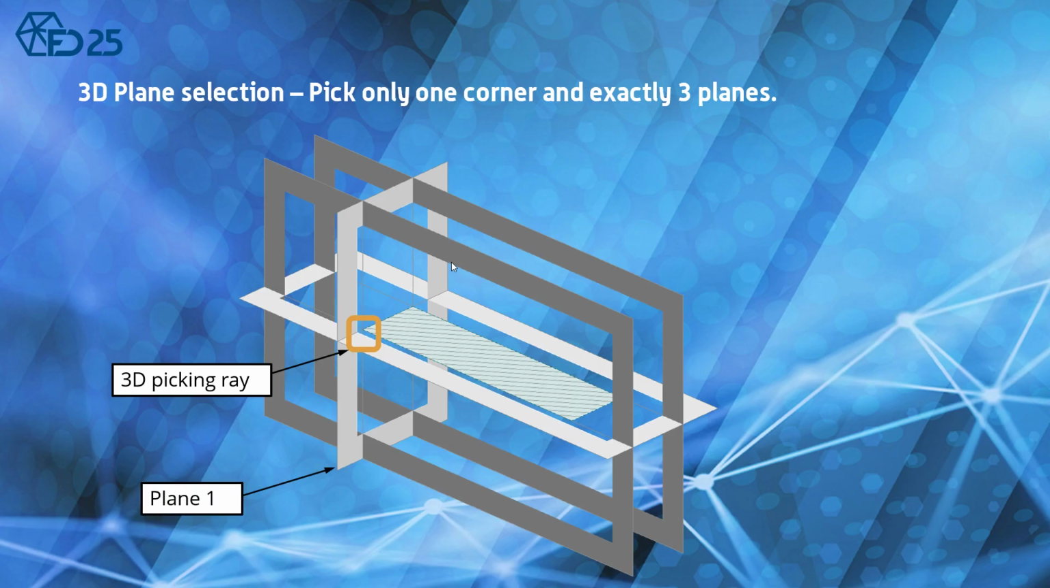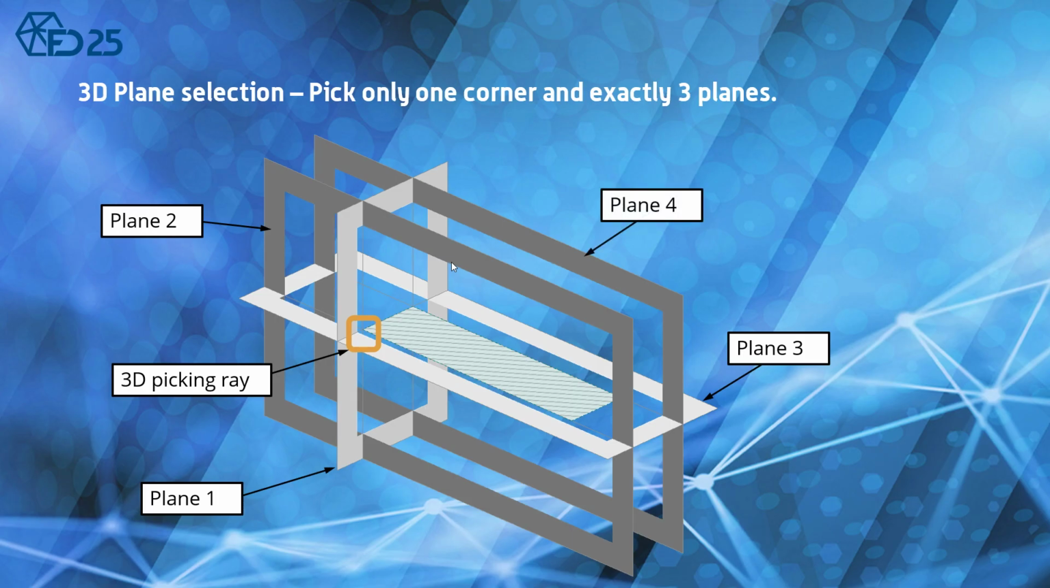What happens? We hit, of course, this plane, we hit this plane, and we hit this plane. But the problem is that we also hit this plane number 4, and now it does not work. So we have to hide the plane number 4 to make it work.